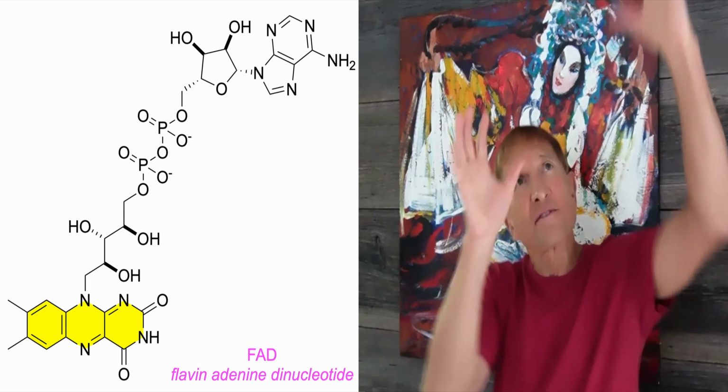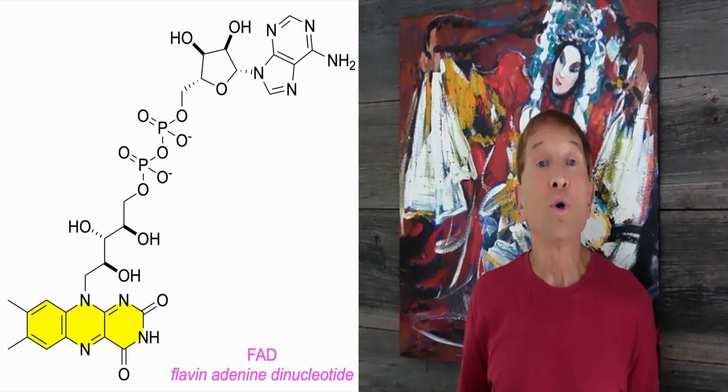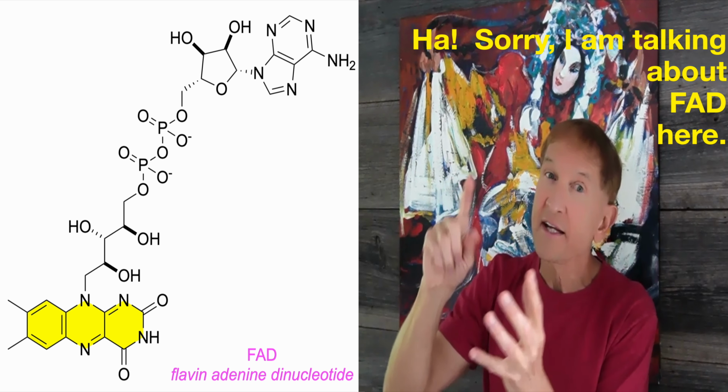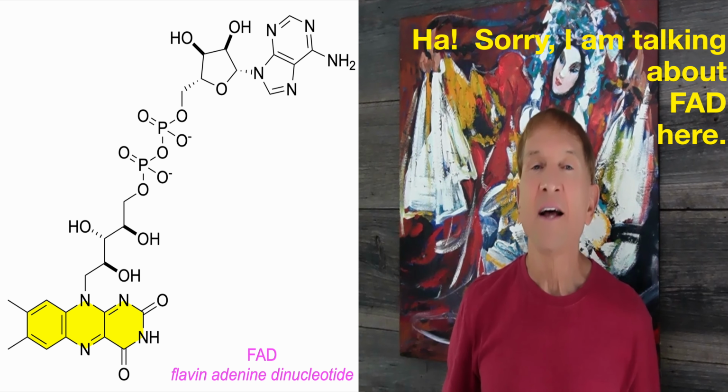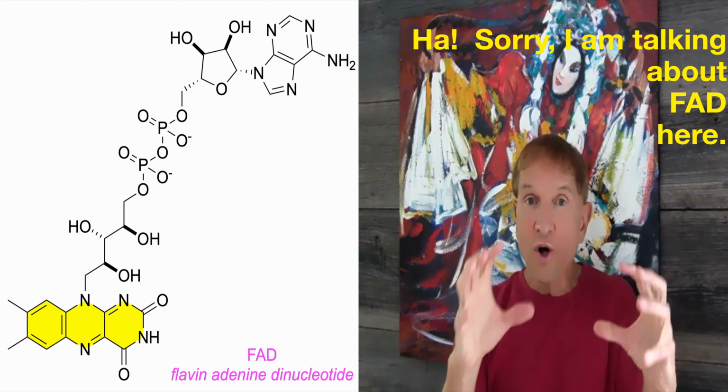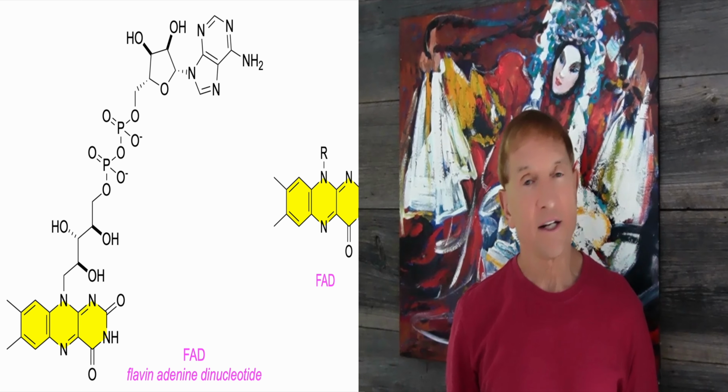The structure of FAD is quite complicated. It's got a lot of stuff up there that will coordinate to the enzyme holding the FAD in exactly the right orientation. Don't worry about that. We're not concerned with that. We're concerned with the warhead region, which I've colored in yellow.